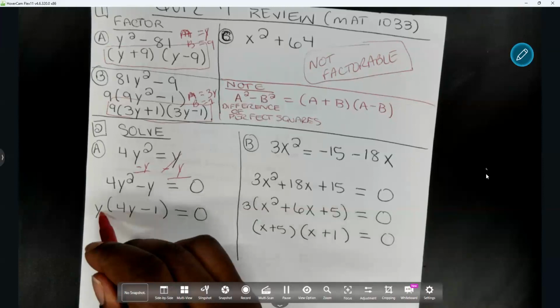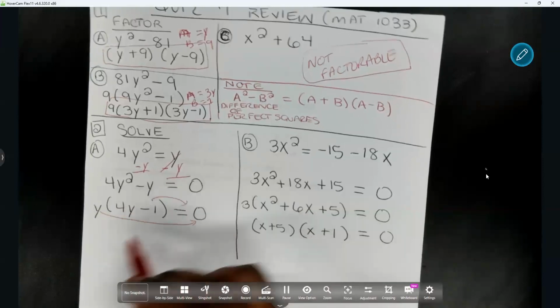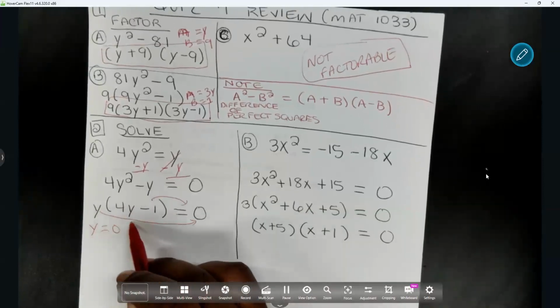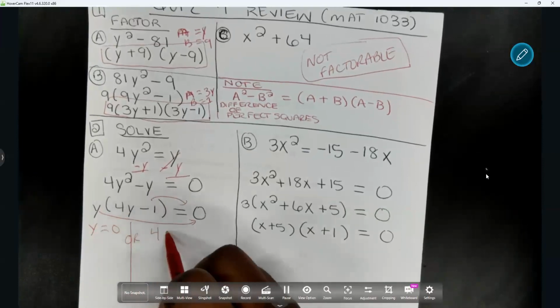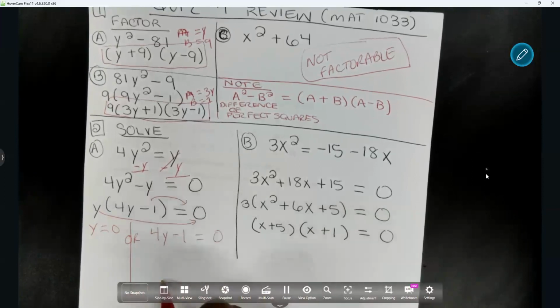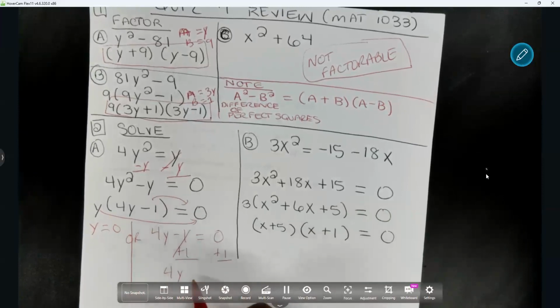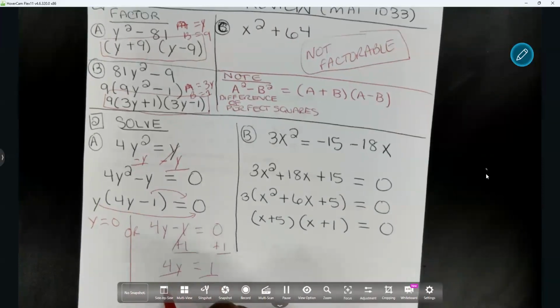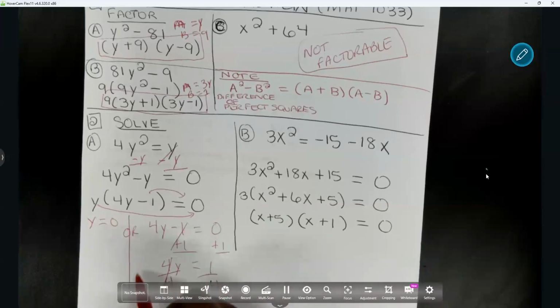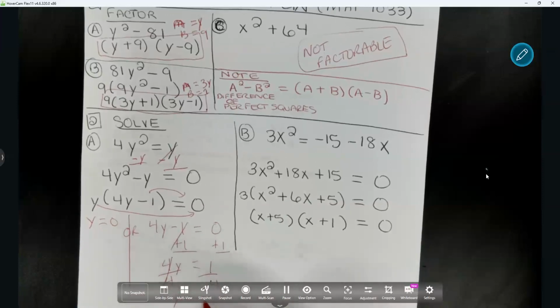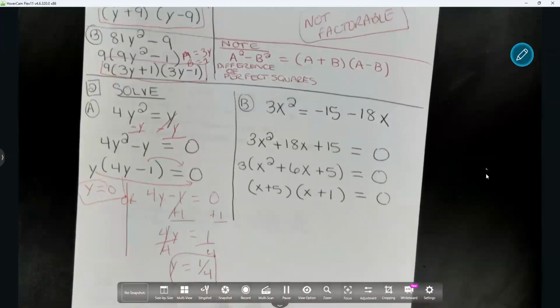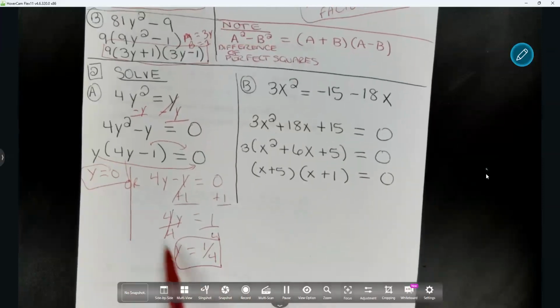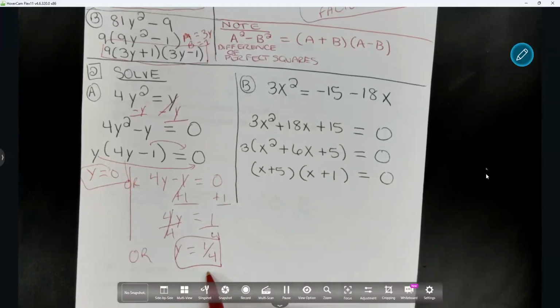And now to solve, we're going to set each of these factors equal to 0. So y equals 0, that's the first factor, or 4y minus 1 equals 0. We're going to solve, add 1 to both sides, and then divide by 4. So we'll get y equals 0 or y equals 1/4.